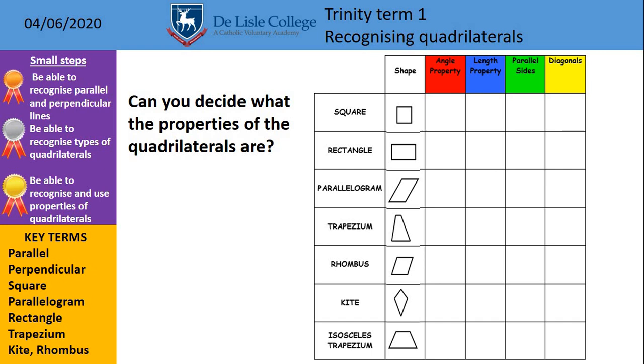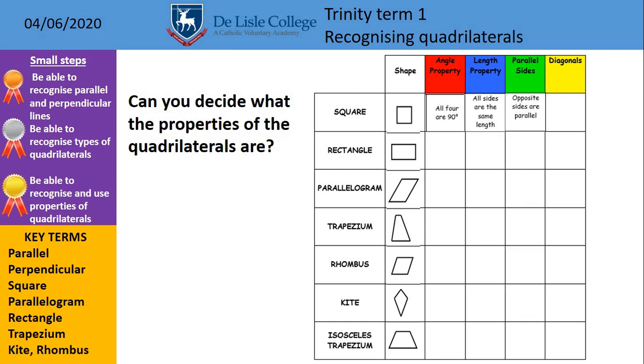I'll see all the answers will be up, so if you're struggling, you can play the video forward a little bit just to pick up a few more hints, but see if you can fill in as much as possible on your own. So a square. Angle properties, all four are 90 degrees. What do we know about the side lengths? All the sides are the same length on the square.